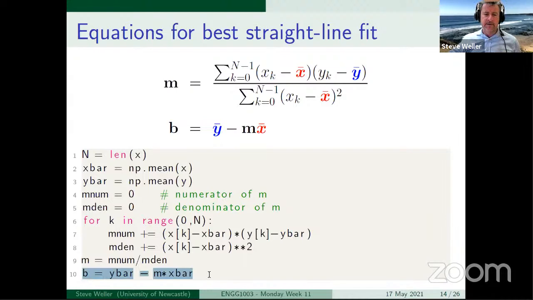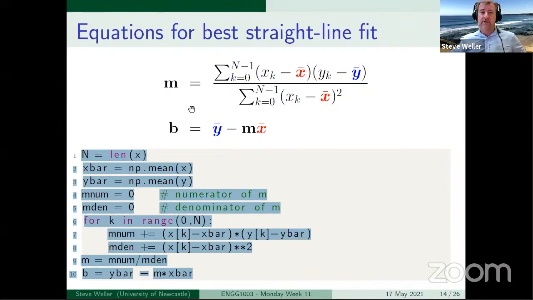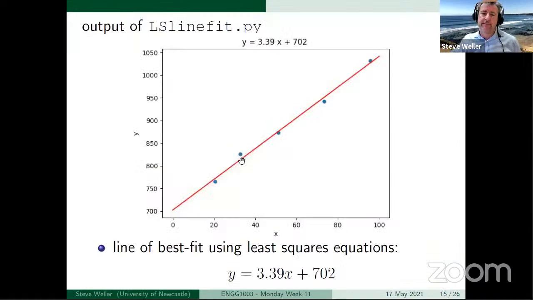Now, this is only a code fragment, because what I want to do is show the algorithm running, and then we'll look at the whole code in its totality. But this is where the action happens. This is our do-it-yourself calculation of the gradient and offset in the best least squares line of fit.